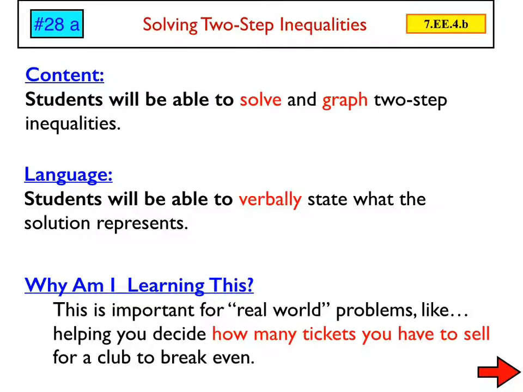Today, lesson number 28, we're going to be solving and graphing two-step inequalities. We've spent the last two lessons dealing with one-step inequalities. And yesterday, we had to make sure that we paid attention to whether we multiplied or divided by a negative number somewhere within the solving process, because when we do that, we need to make sure that we flip the inequality symbol. So that's the content objective. Language objective for today is we'll be working on verbally stating what the solution represents, and I've been hinting at that, but today we're actually going to do that.